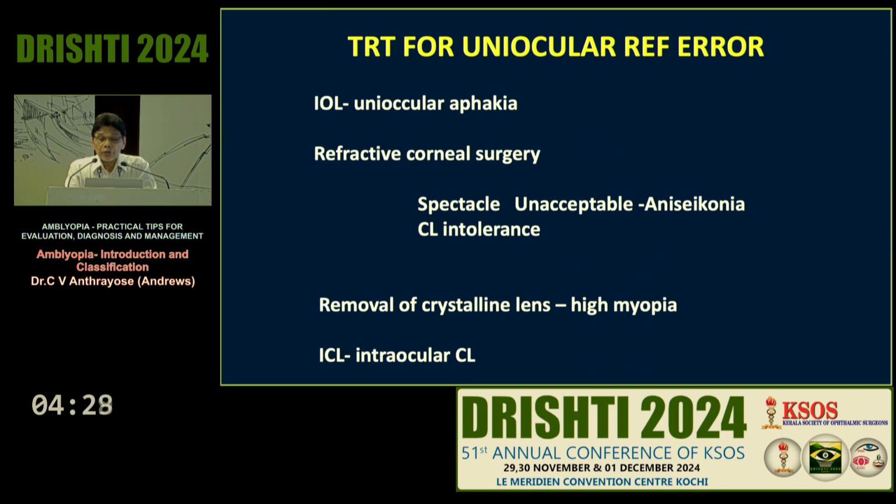Treatment of uniocular refractive error. If it is due to aphakia, you give an IOL implantation. If the patient cannot tolerate spectacles, or has unacceptable aniseikonia or contact lens intolerance, then you go for refractive corneal surgery. If there is very high myopia, you can think of crystalline lens removal, or you can go for an intraocular contact lens, or ICL.